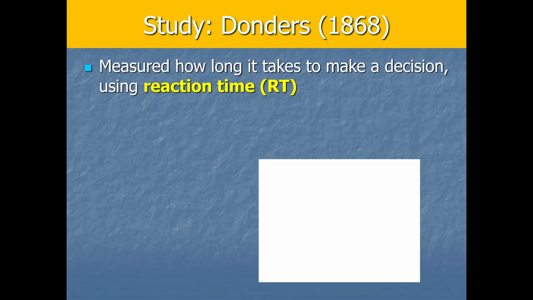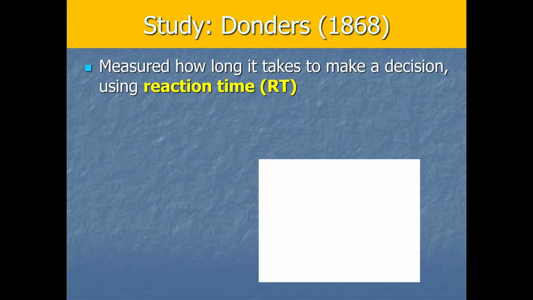One of the most famous historical experiments that could be considered a cognitive psych study comes from F.C. Donders all the way back in the 1800s. So this is before computers, but nowadays we can set up the same experiment and do it on a computer really easily. What Donders did was measure how long it takes to make a decision. That's a cognitive task, right? Making a decision. It's a mental thing.